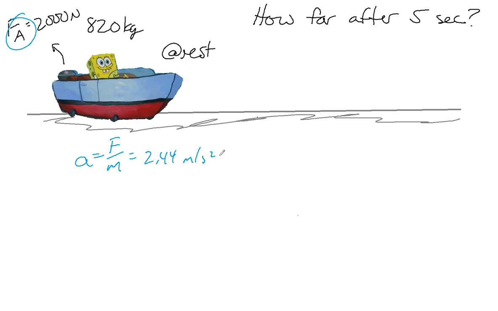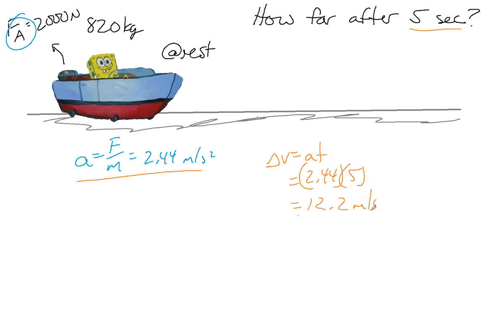Okay, I've got the acceleration, but I've also got the time. With acceleration and time, I can find the change in V, kicking back to what you guys did with kinematics. The change in V would be acceleration times time, so the 2.44 we just found multiplied by 5. Our change in V is going to be about 12.2 meters per second. If we map things out, SpongeBob starts at 0 meters per second and speeds up to 12.2 meters per second.